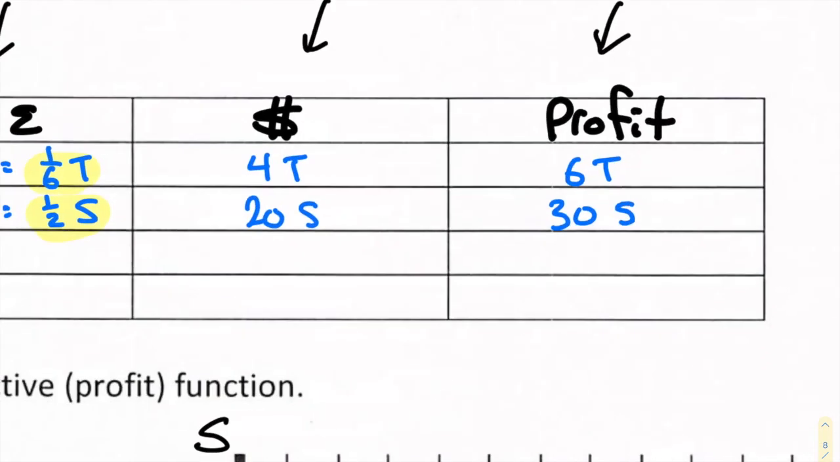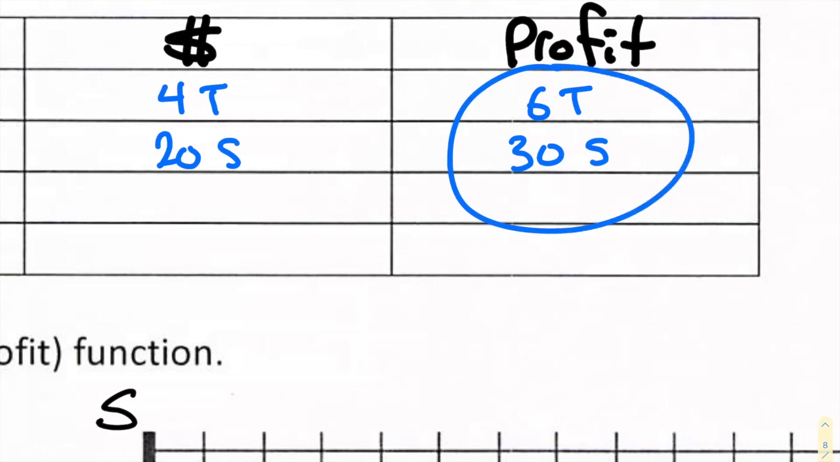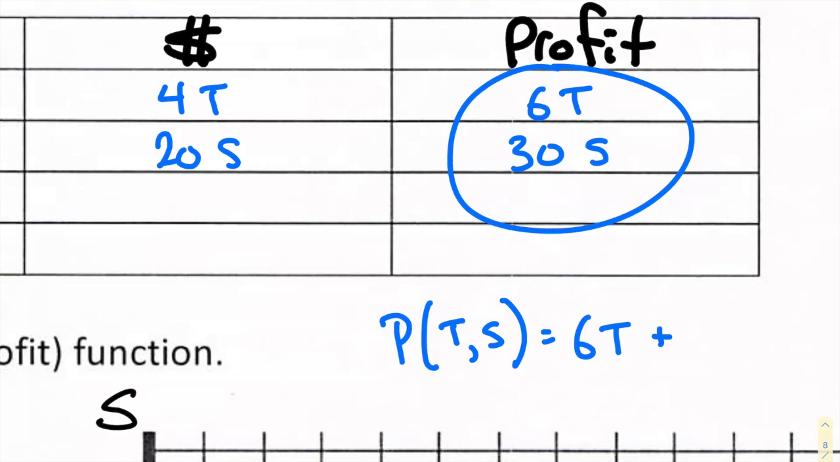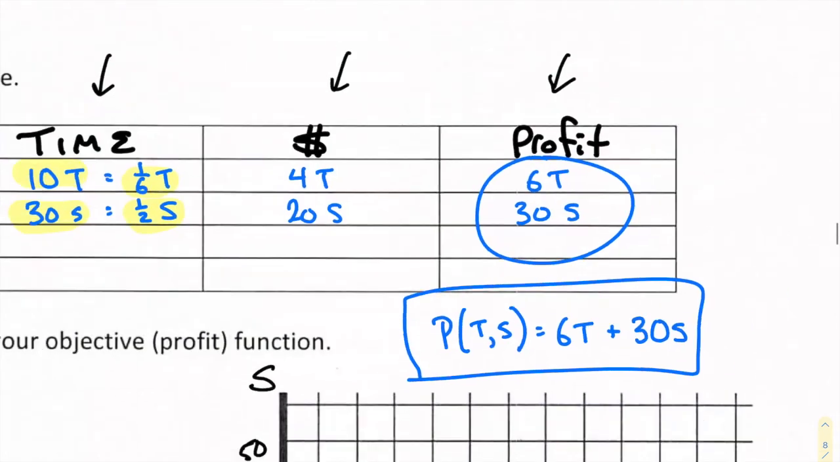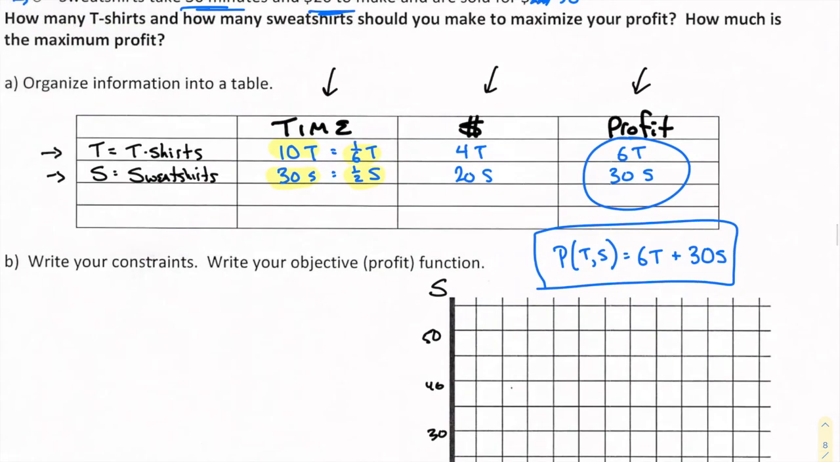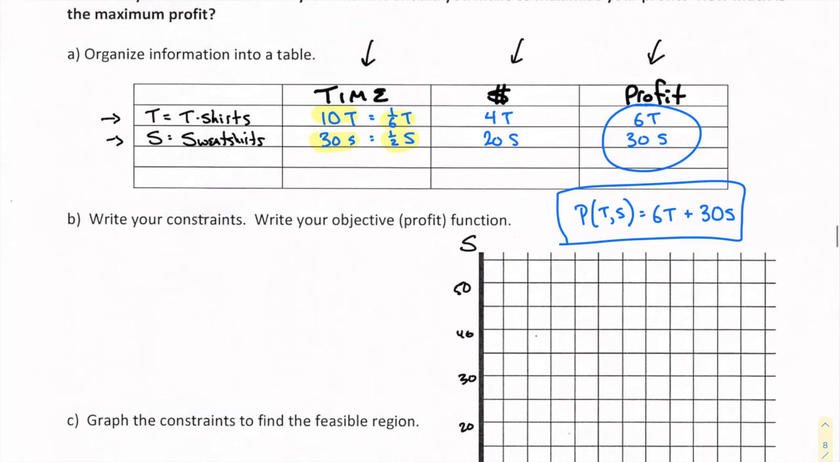The final piece I'm going to do is take these two statements together and make a profit statement. So the profit, based on the number of t-shirts and the number of sweatshirts, is take the number of t-shirts and multiply it by 6 and add the number of sweatshirts multiplied by 30. Now once again, that's not really profit. We would have to subtract away the cost, but we're going to go ahead and use that as our income. Maybe we should use income as a word instead of profit.